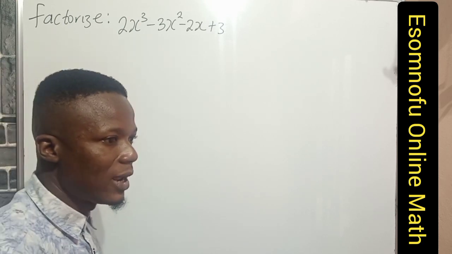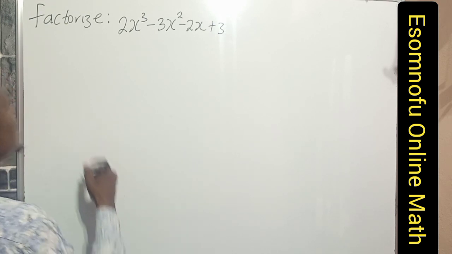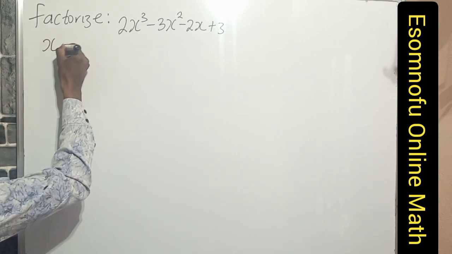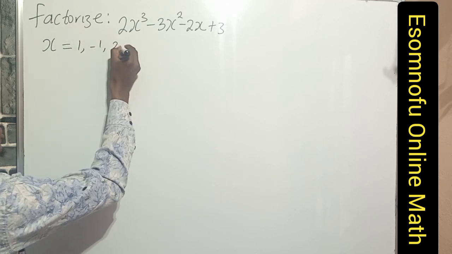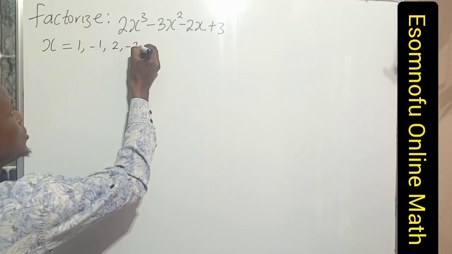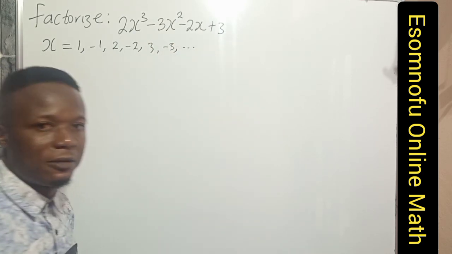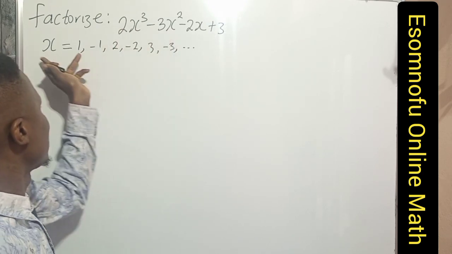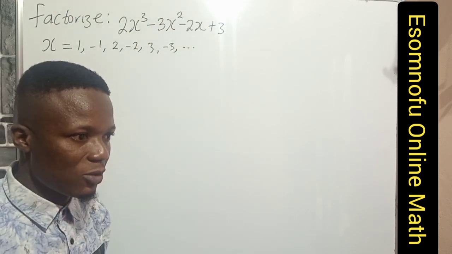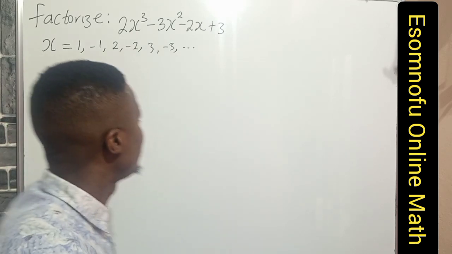Okay, you can use trial and error to factorize this by, first of all, putting the value of x to be equal to, starting from 1, -1, 2, -2, 3, -3. Before you get to 4 or 5 at most, you must get a value that when you put it here as x, it will give you 0. So any value that gives you 0 here is what you want. So let's begin from the first one.